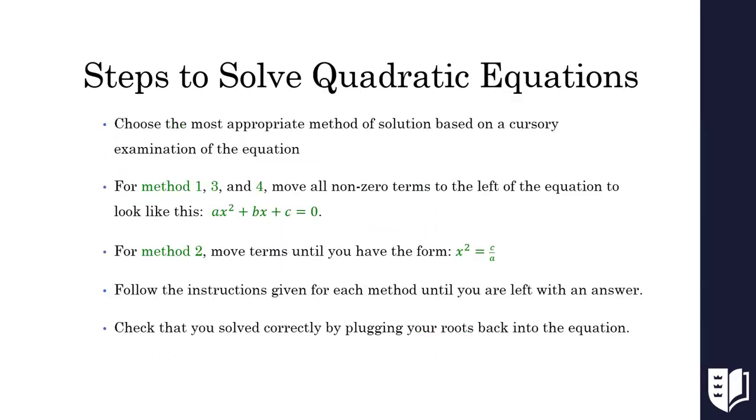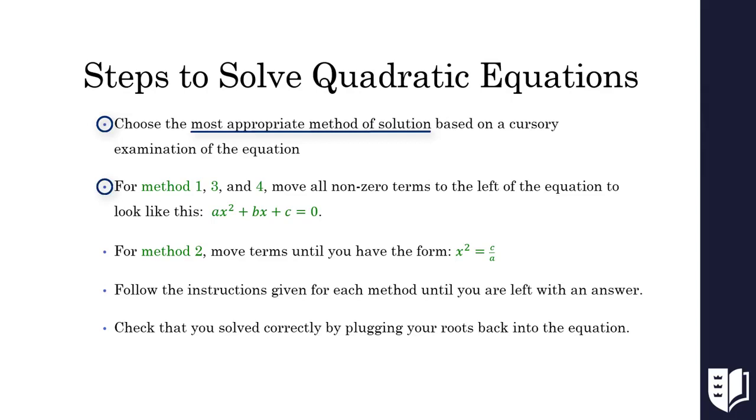Now let's look at the process to complete each of the methods we just learned. The first thing we need to do is choose the best method of solution. We do this by inspecting our equation. If our leading coefficient a is 1, then we should try to factor. If our linear coefficient b is 0, we should try the square root method. And if a is 1 and b is even, we may want to complete the square. If none of these are the case, or we try one of these methods and it doesn't work, we should use the quadratic formula.